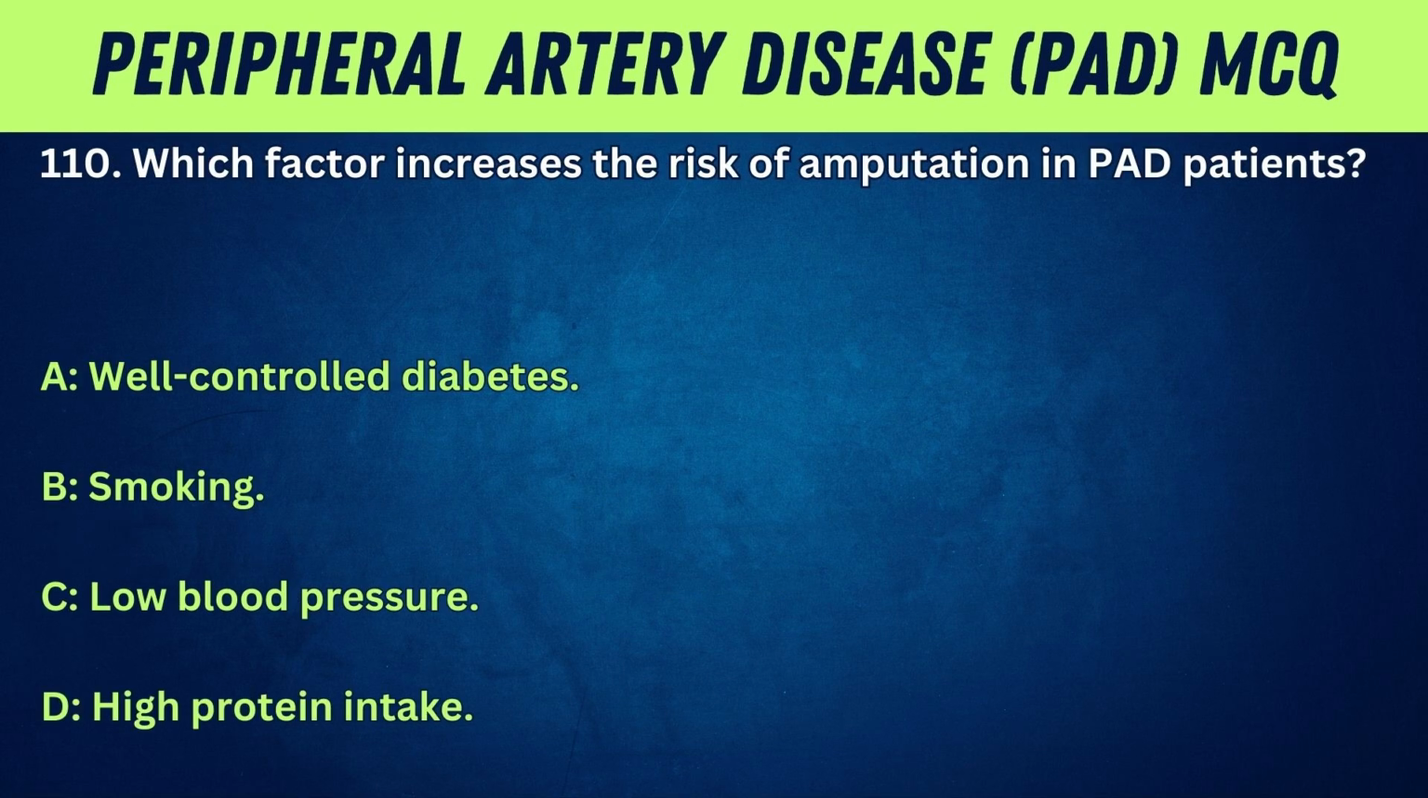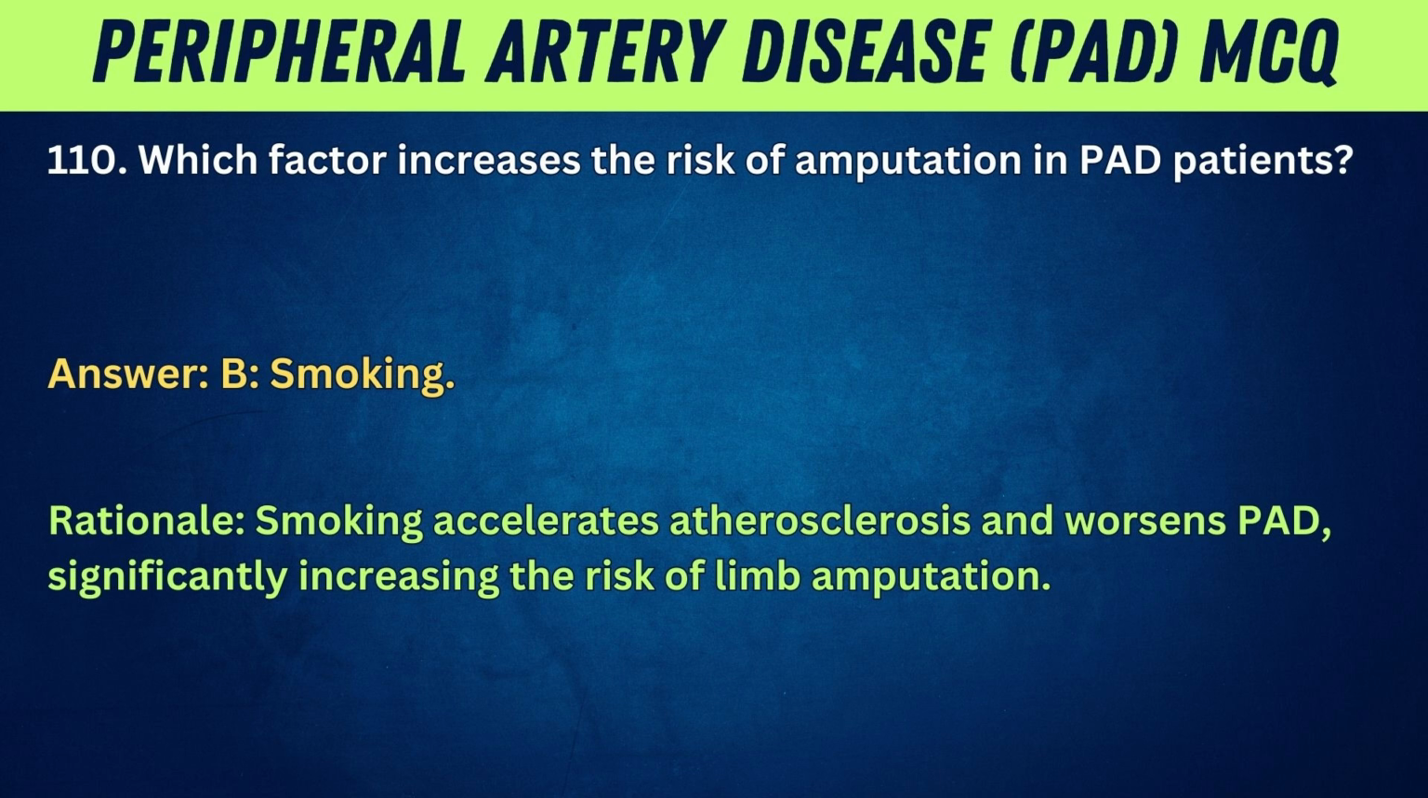110. Which factor increases the risk of amputation in PAD patients? A. Well-controlled diabetes. B. Smoking. C. Low blood pressure. D. High protein intake. Answer: B. Smoking. Rationale: smoking accelerates atherosclerosis and worsens PAD, significantly increasing the risk of limb amputation.